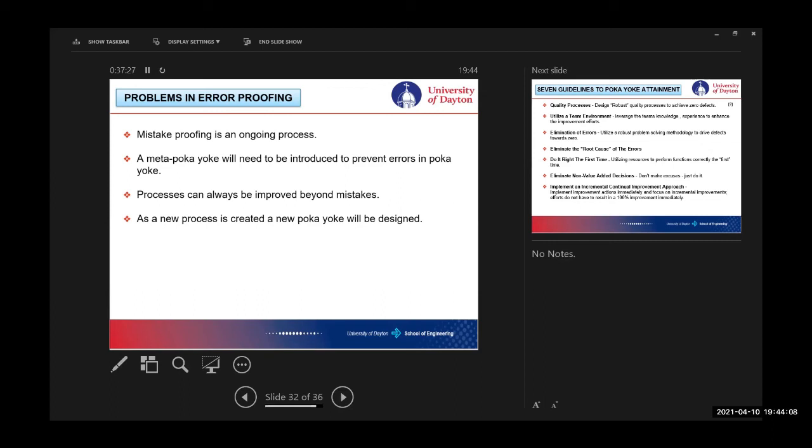As Pokeyokes are introduced, the idea of a meta Pokeyoke is also introduced. That is, it is necessary to include a process to eliminate errors that may be introduced because of a Pokeyoke. These processes always need to be improved, and therefore the error that has previously been corrected by a Pokeyoke may not even be relevant anymore. And with these entirely new processes, different problems will occur and new Pokeyokes will need to be designed.